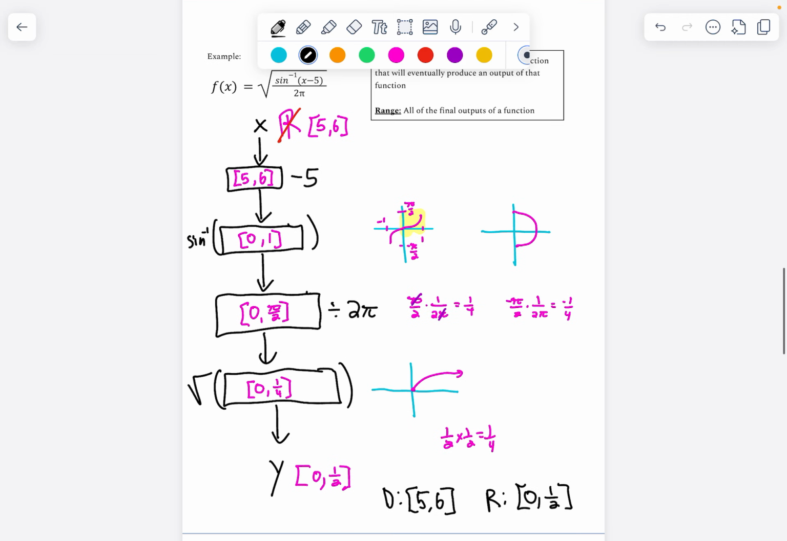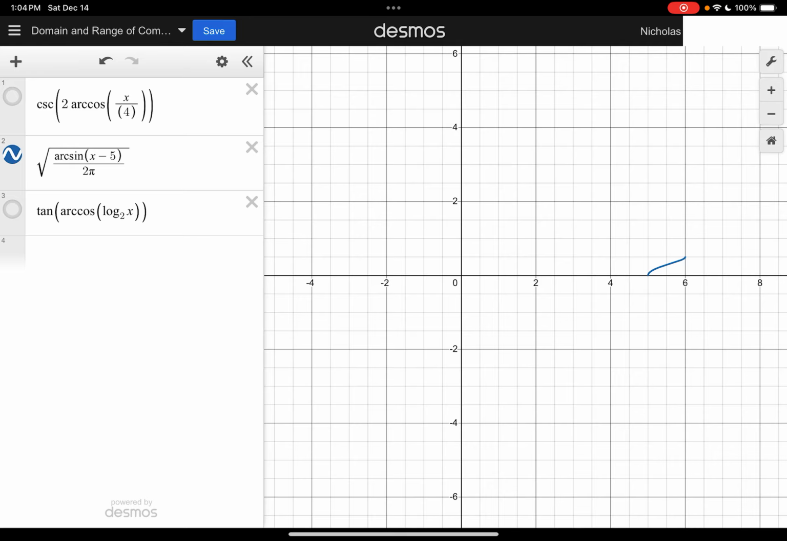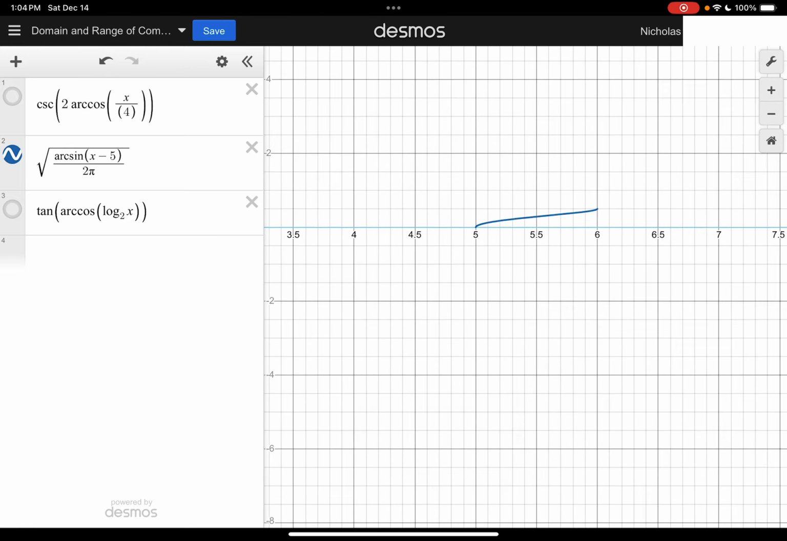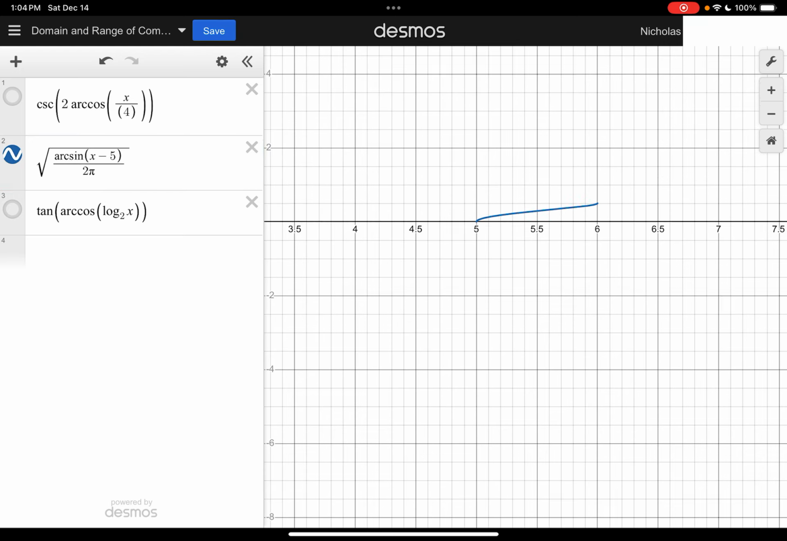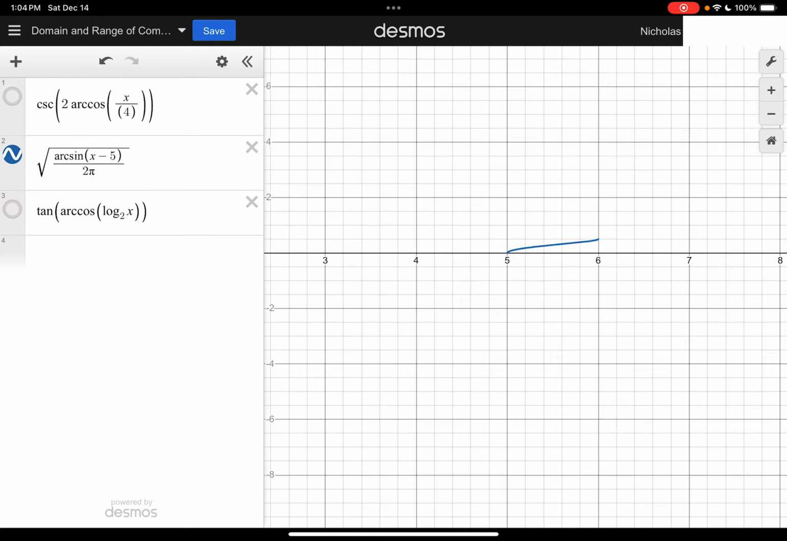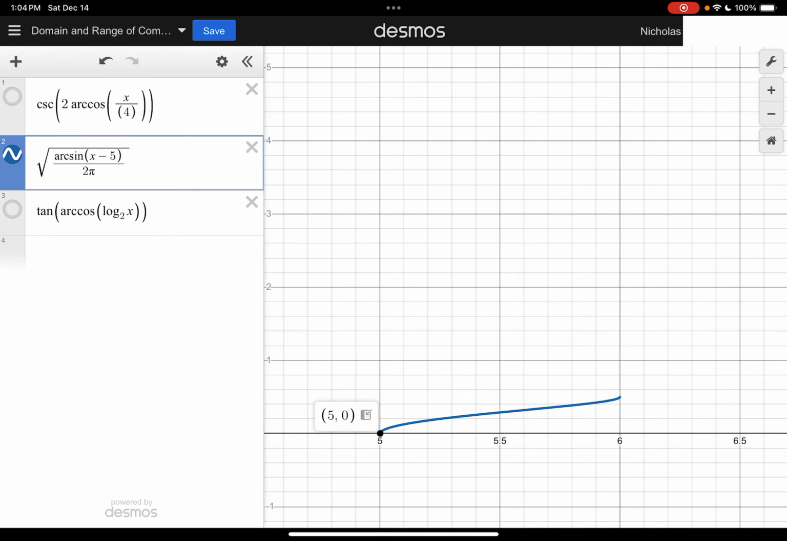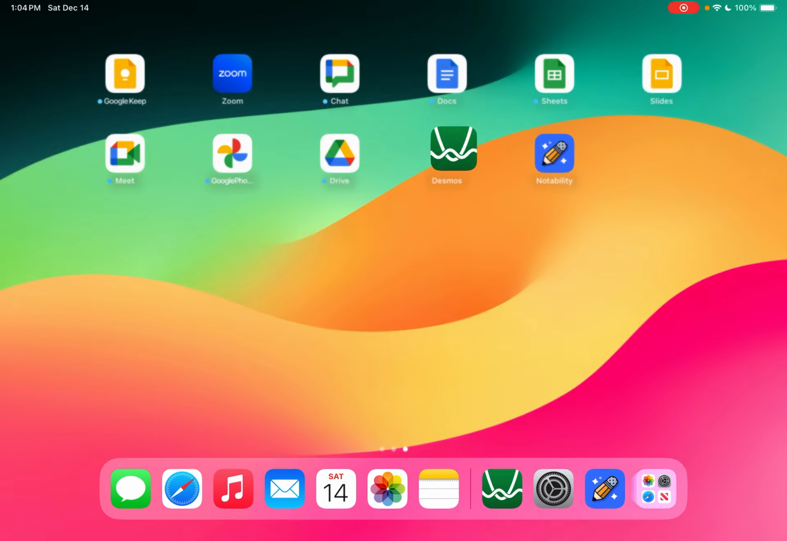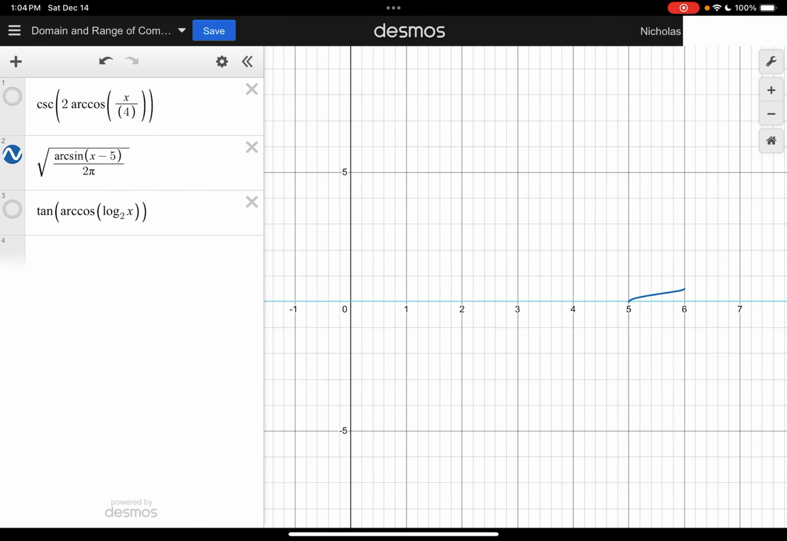Let's check on Desmos if we sketch a graph of this function. And there it is. We see that our domain is from 5 to 6, inclusive, and our range is, if I could click it, well, highlight over it, 0 to 0.5. And so our range is 0 for our y value, and then 0.5 for our maximum y value. So we are correct. We were able to reason through this, and this function eventually produces this funny little piece of a curve here.